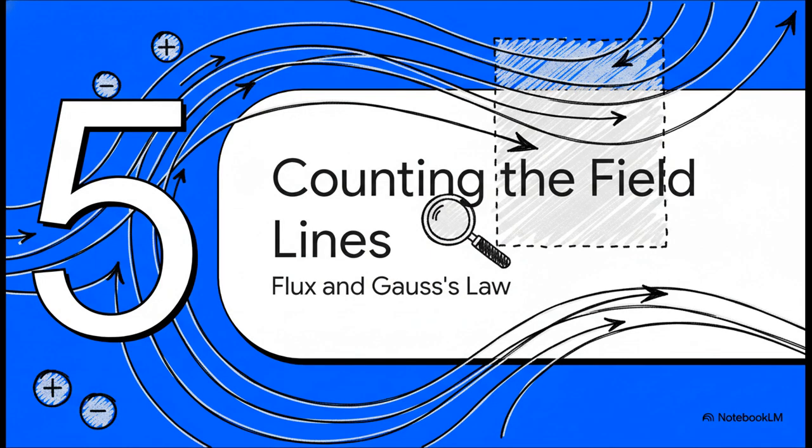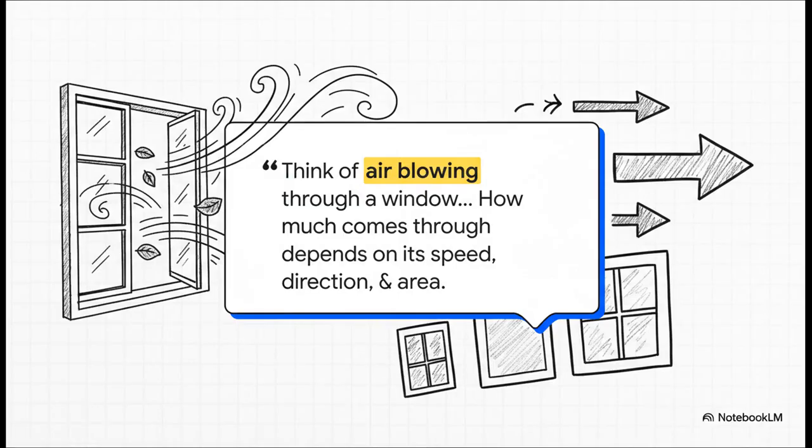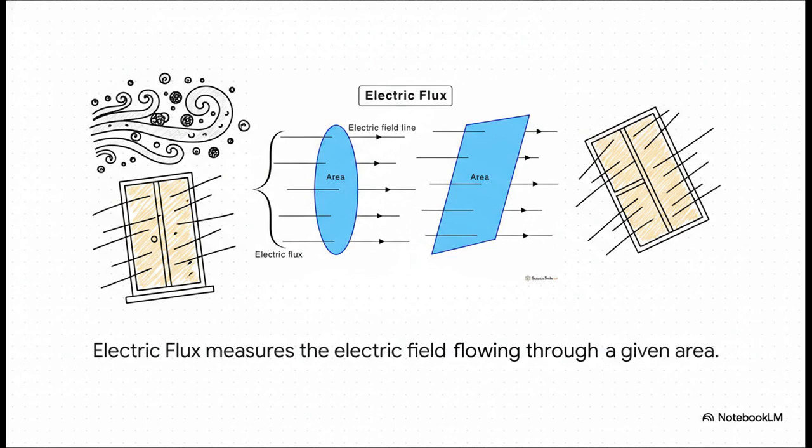So we have these amazing maps of the force fields. But how can we measure the amount of field that's passing through a certain area? I mean, how do we count the lines? For that, we need a new idea called flux. Let's use an analogy to make this super simple. Forget electricity for a second and just picture wind blowing through an open window. The amount of air that flows in, the air flux, depends on a few things, right? How fast the wind is, how big the window is, and whether the wind is blowing straight in or at an angle.